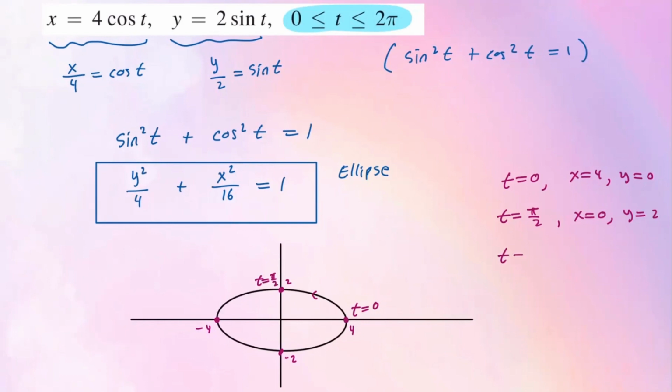And you can also check if t is equal to pi, plugging in for cosine here, we're going to get -1. So our x coordinate will be -4 and y coordinate will be 0. So we're going to be right here when t is equal to pi. As you can see, the direction will go this way. And then as you hit 2 pi, you're going to be at the same place as t equals 0. So that's the path along this parametric curve, or the ellipse in Cartesian form.